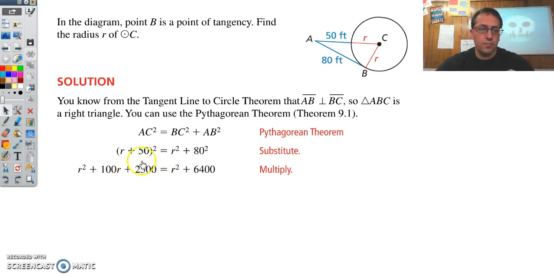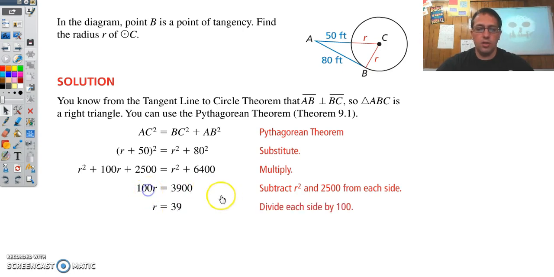And now we just solve this. So we're going to move the R squared over here because you want to get them both together. And let's move this over there. And hey, look, stuff cancels out. That's nice. All of our R squares go away, which just leaves us with a nice linear equation. Divide by 100, and R is 39. So the radius of this circle is 39 feet.